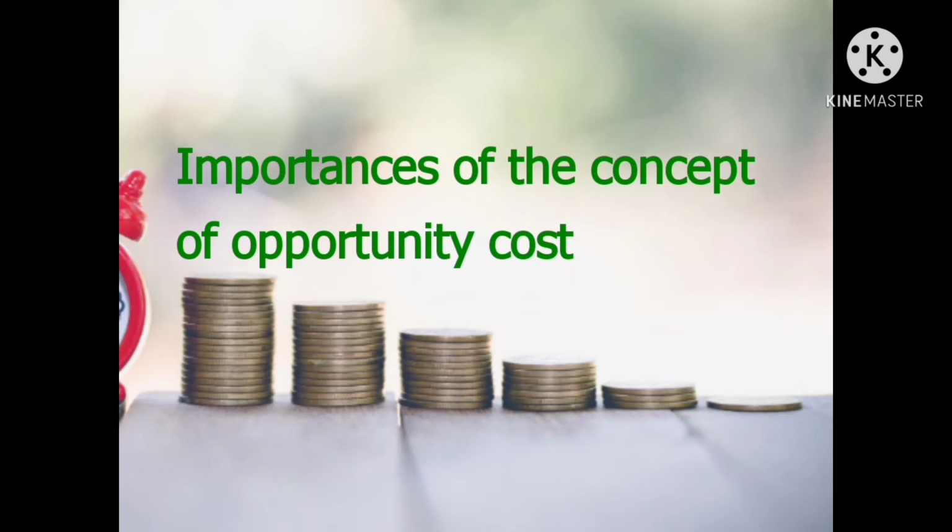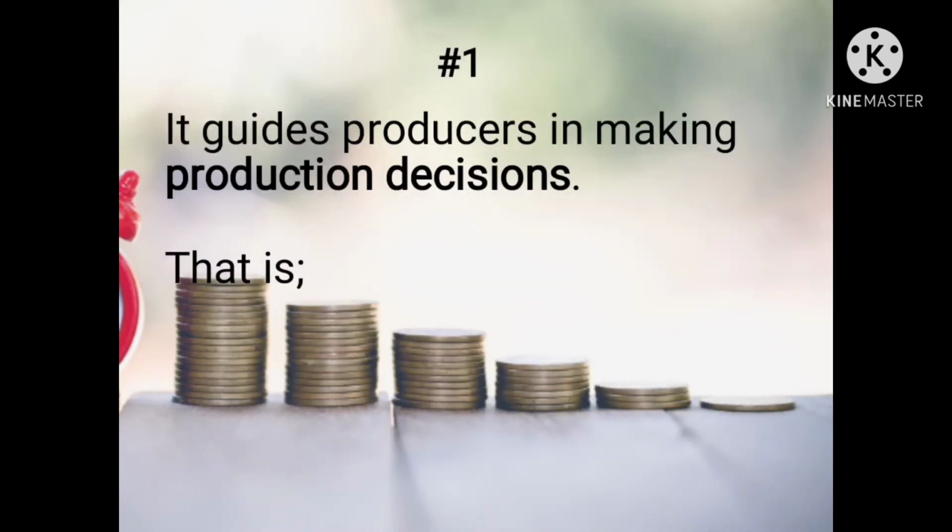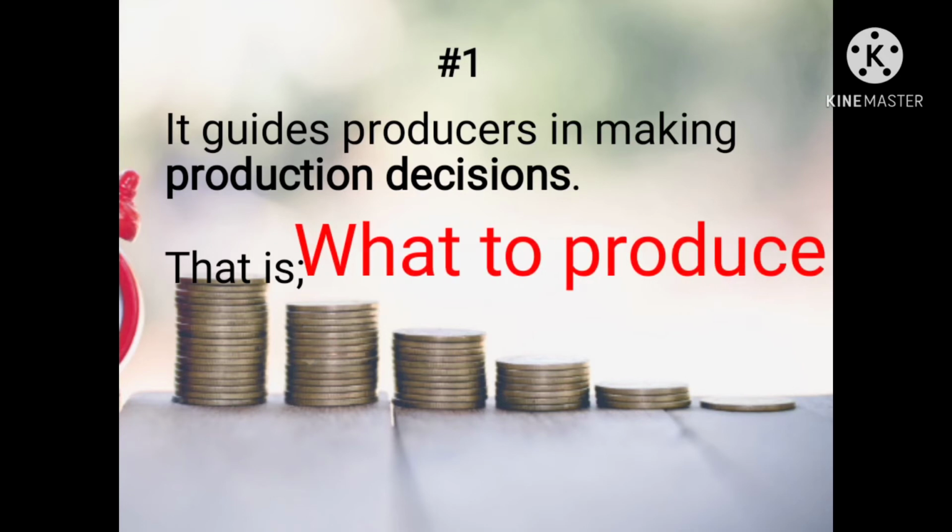But what about the importances of the concept of opportunity cost? We will realize that it is important, but let's get to know how important it is. One, it guides producers in making production decisions. You know the 4Ws and H. The first being, it helps the producer to know what to produce, what commodity to produce. Like in the previous example, we looked at either rearing more cattle or growing more maize. That is in determining what to produce.